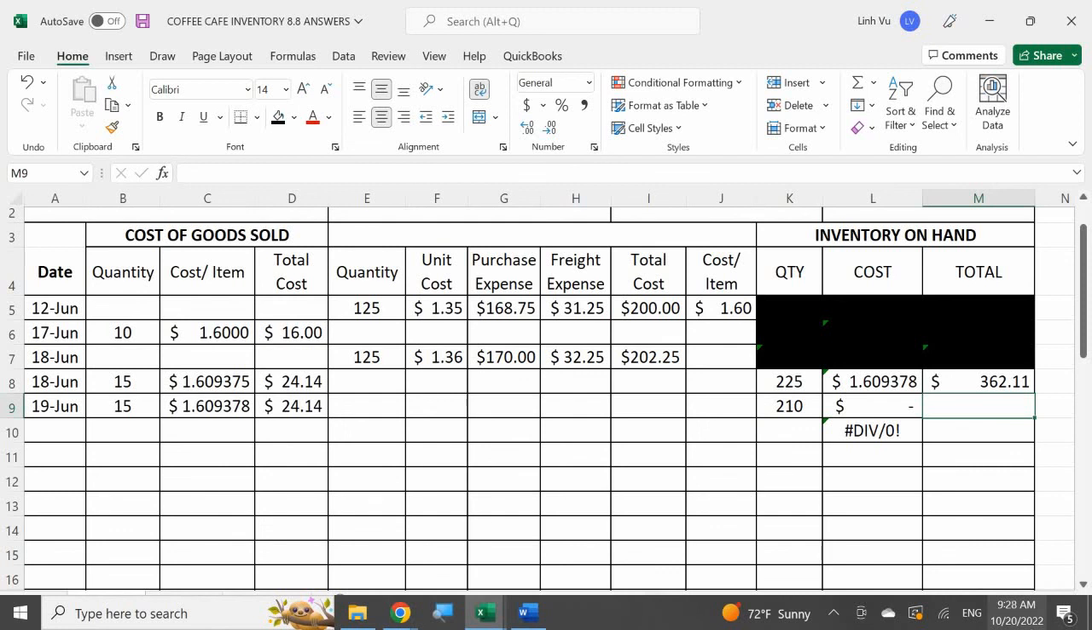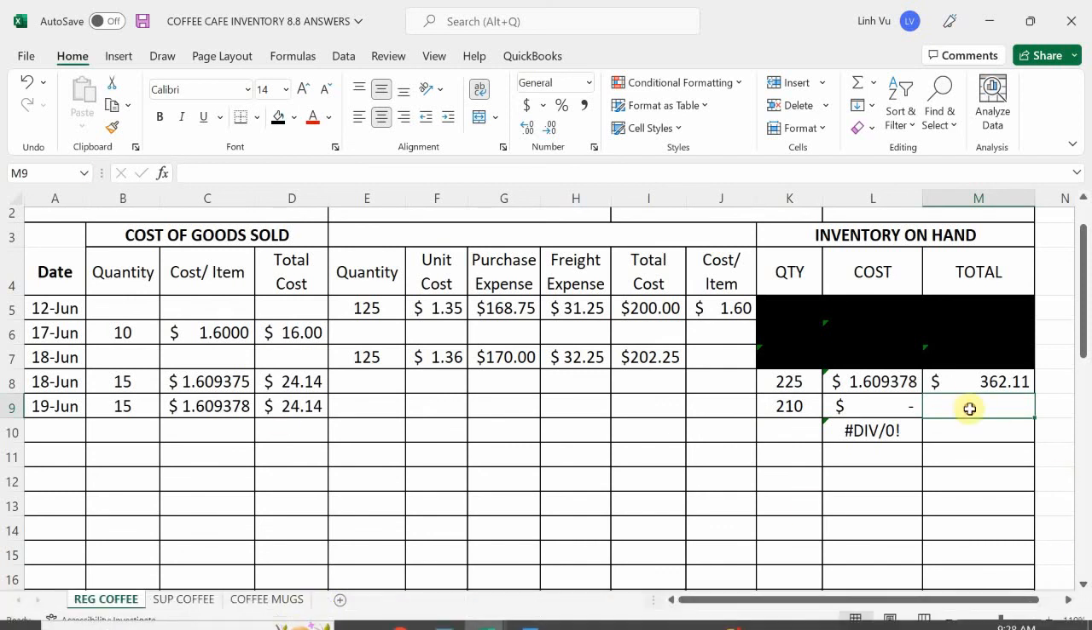So therefore, let's calculate what my new total cost is, because I just sold $24.14. So what's my new total cost? 1.724333. Okay. Again, I'm not asking you to solve for the cost per item. I'm asking you to solve for the total cost. Okay, please.